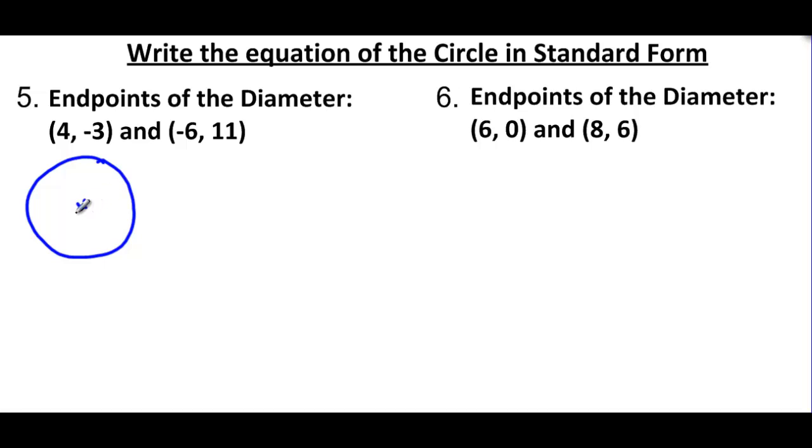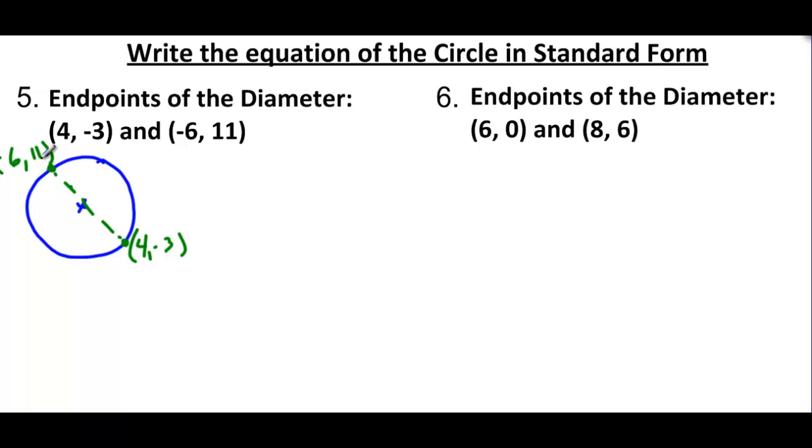So I have some center right here. Now I know the endpoints are (4, -3) and (-6, 11). You don't have to draw them exactly where they are, but I know (4, -3) is to the right and lower, and (-6, 11) would be to the left and up. So let's pretend this is my diameter. This is my (4, -3), and this is my (-6, 11), just so you have an idea.